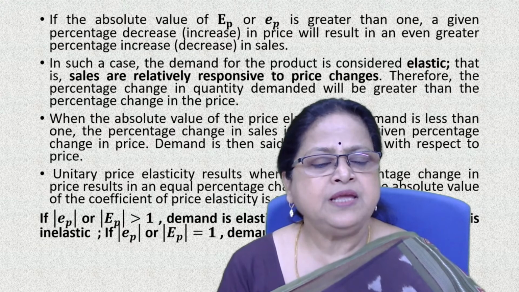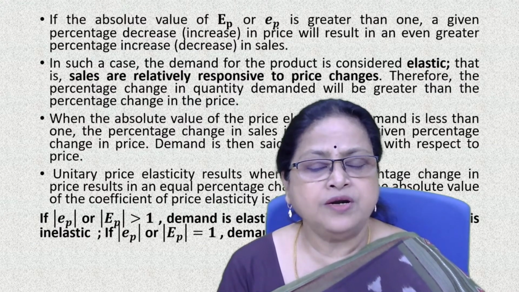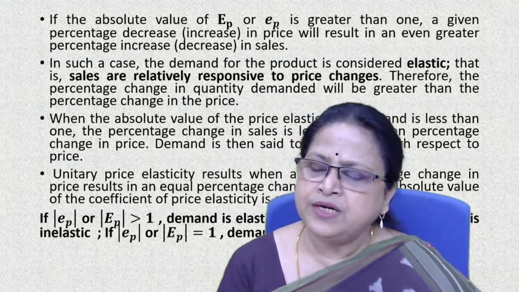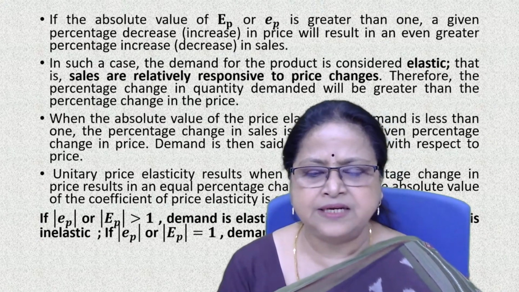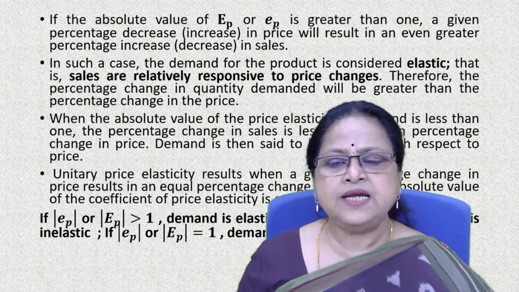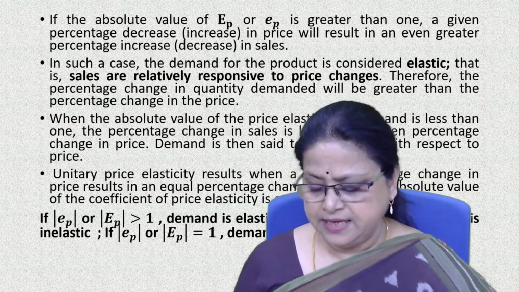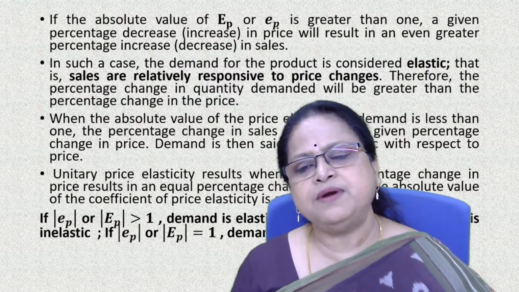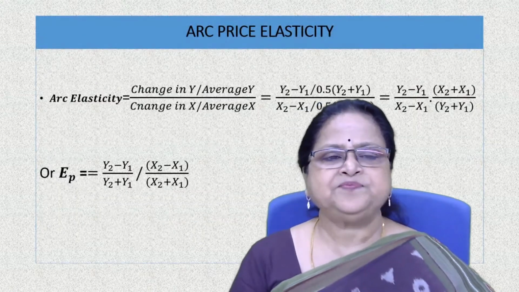So if mod EP, capital or small, price elasticity, point price elasticity or arc elasticity, is greater than 1, demand is elastic. If EP is less than 1, demand is inelastic. And if it is equal to 1, demand is unitarily elastic.